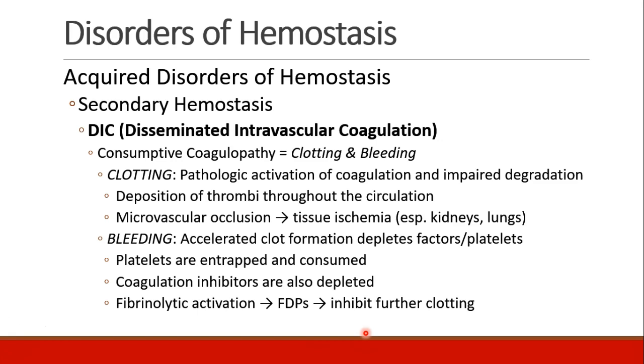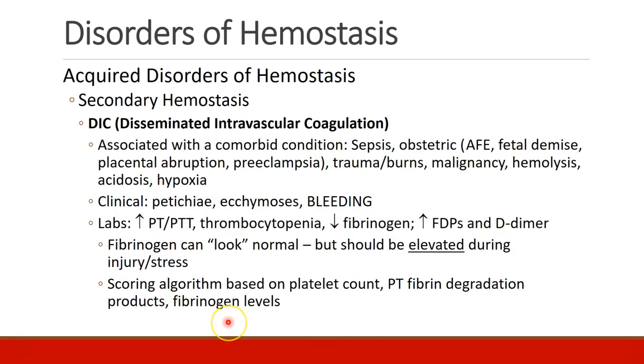As they form all of these clots everywhere, they're depleting their factors and their platelets. Platelets get entrapped, they get consumed, they deplete their coagulation factors. They've also activated their fibrinolytic system, creating these fibrin degradation products, which further inhibit clotting. Patients with DIC often are experiencing some comorbid condition like sepsis, obstetric complications including amniotic fluid embolus, fetal demise, placental abruption or preeclampsia. We also can see DIC in patients who have trauma or burns, malignancy, hemolysis, acidosis, or hypoxia.